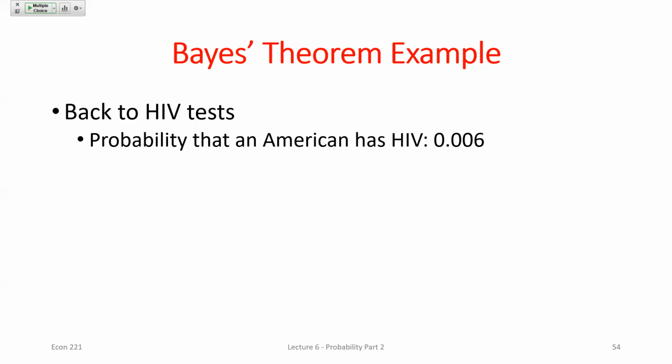So, all right, maybe we have something like this. We're first told, based off historical data, that the probability that someone chosen at random in the US has HIV is 0.006. So roughly 0.5% of the population.